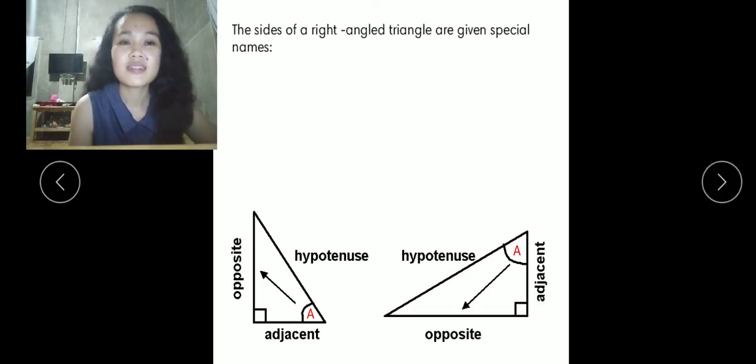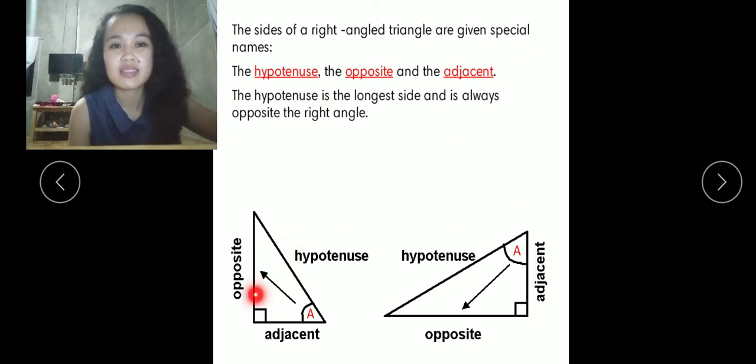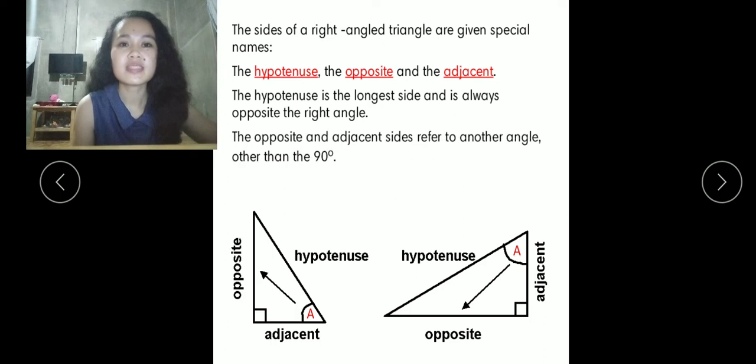So the sides of a right angle triangle are given special names. We have the hypotenuse, the opposite, and the adjacent. When we say hypotenuse, it is the longest side and it is always opposite the right angle, based on this illustration. The opposite and the adjacent sides refer to angles other than 90 degrees.